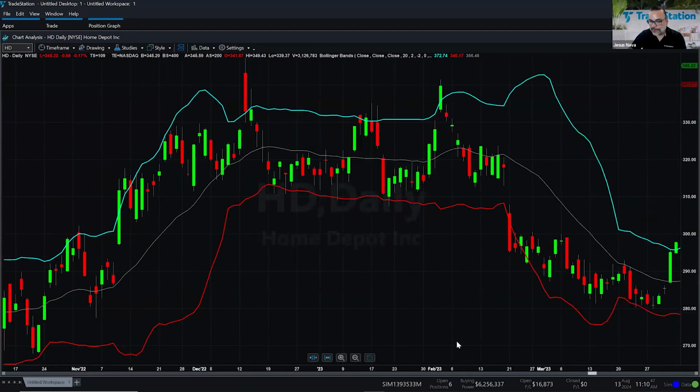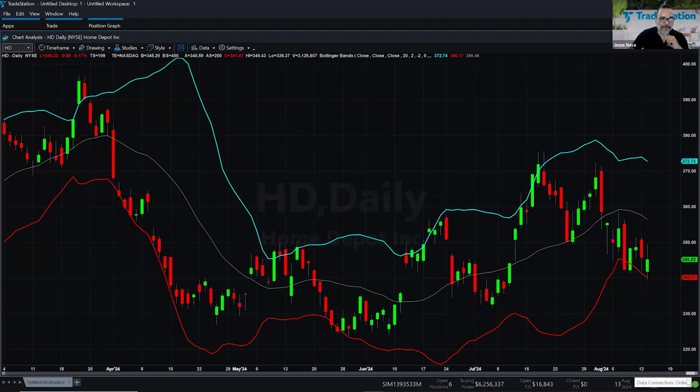This is Home Depot, by the way, on the chart. Let me scroll to the right-hand side here. I've applied the standard Bollinger Bands. Bollinger Bands is a very straightforward calculation. If you're not familiar with it, what it does is draw a simple moving average through the candlesticks.